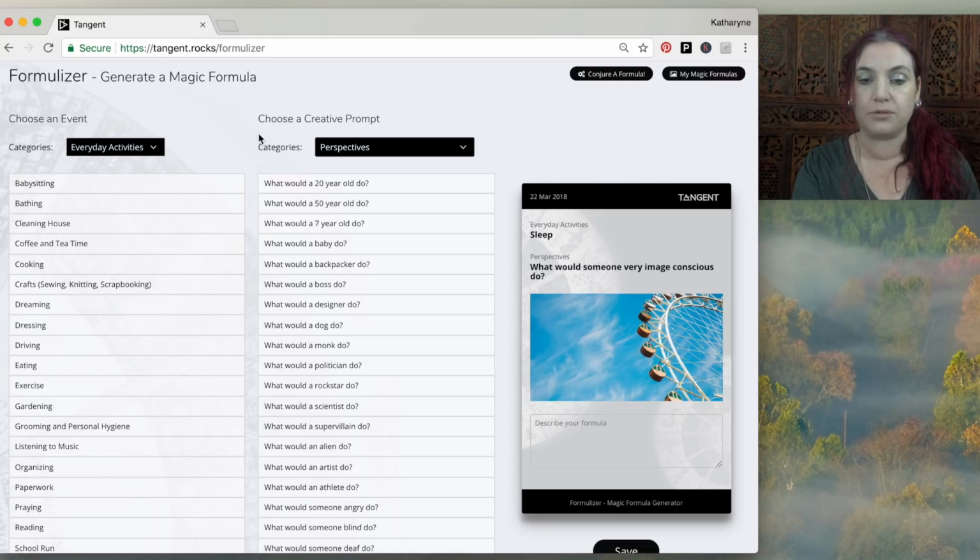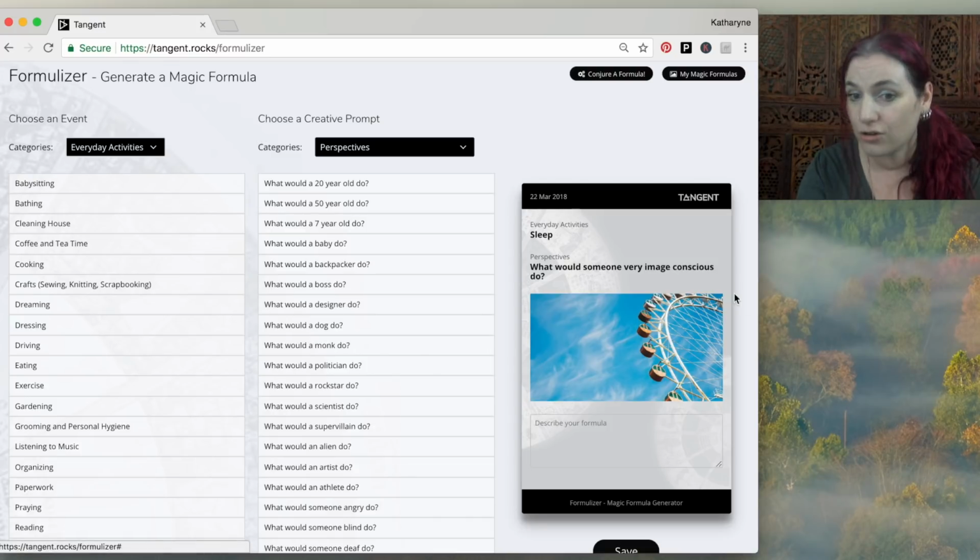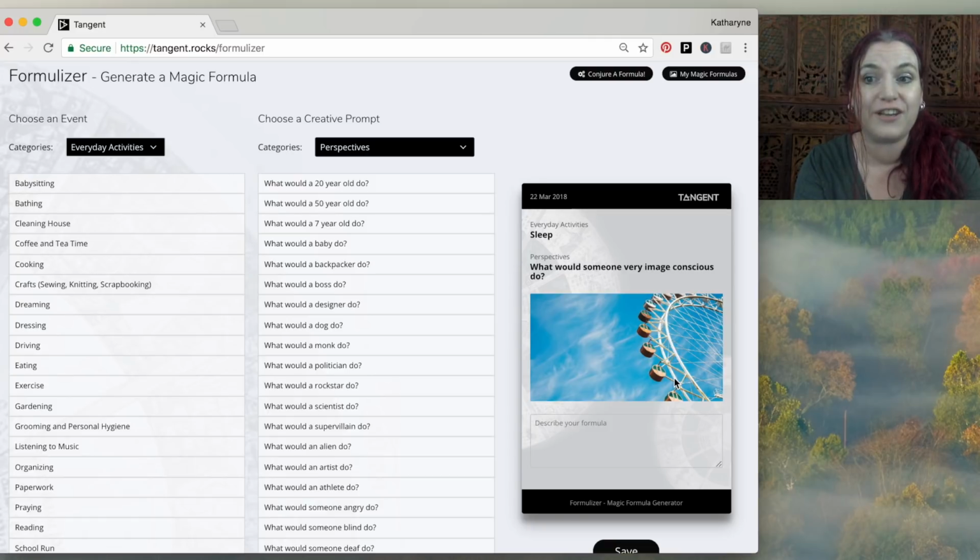So it says, for example, sleep. What would someone very image conscious do? Whoa, that's kind of a cool idea. So you can ignore the picture or you can take the picture if it helps you. Sometimes I find the picture is a distraction and I just ignore it and go, oh, look at the pretty picture. Sometimes I might use it consciously and say, well, I like this idea of a Ferris wheel.